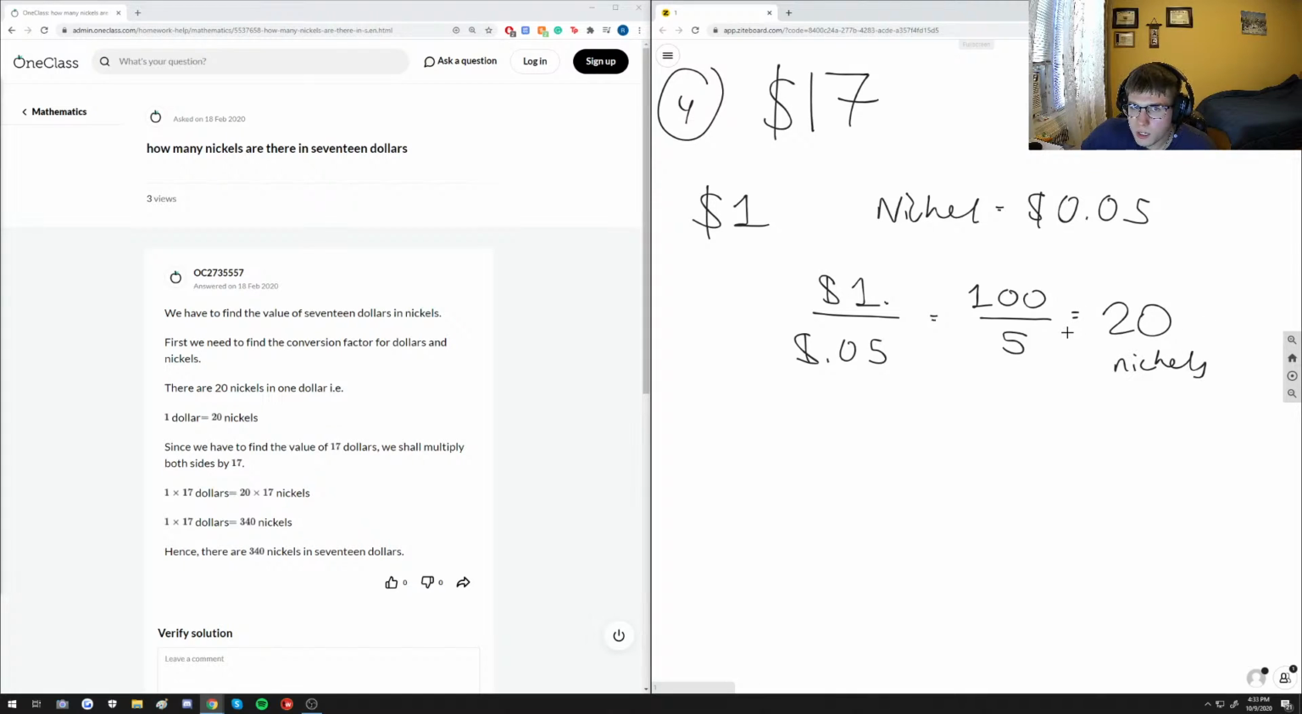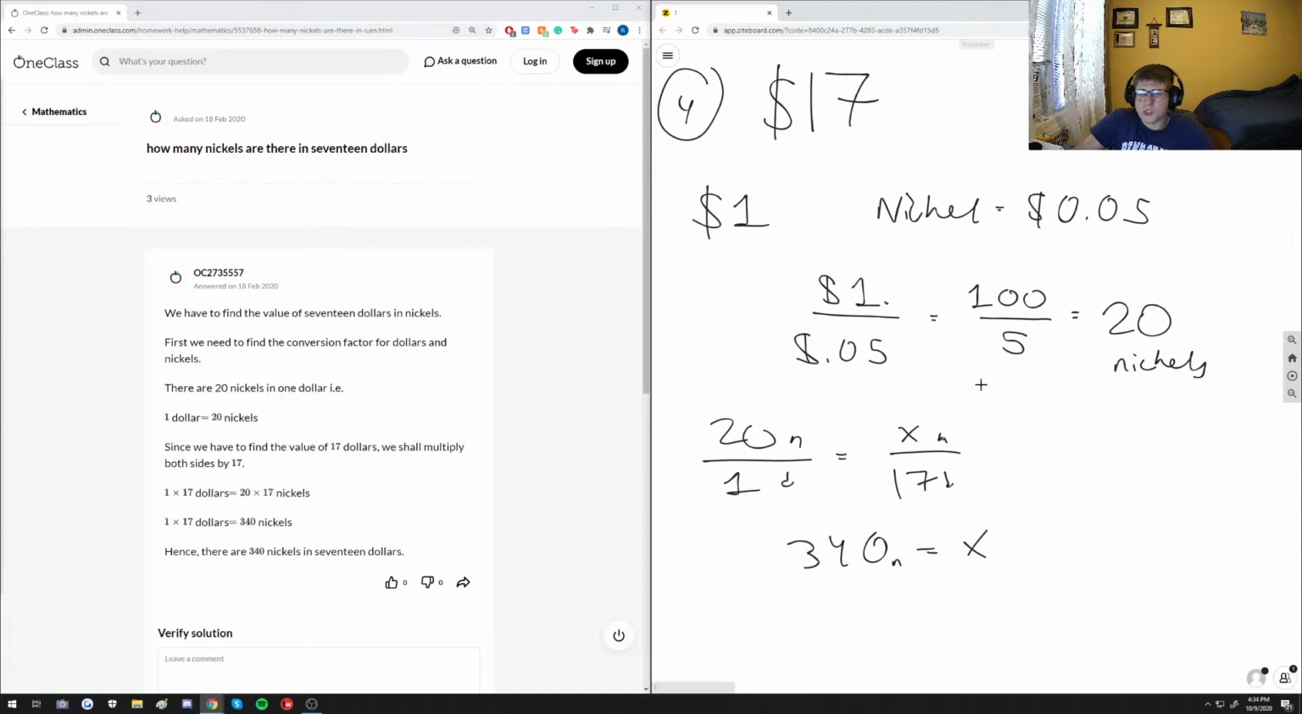Because we have 20 nickels in $1, I'm going to use N to denote a nickel and D to denote a dollar: 20 nickels in a dollar. We want to see X nickels in $17. By cross multiplying this proportion, we get 340 equals X, so 340 nickels.